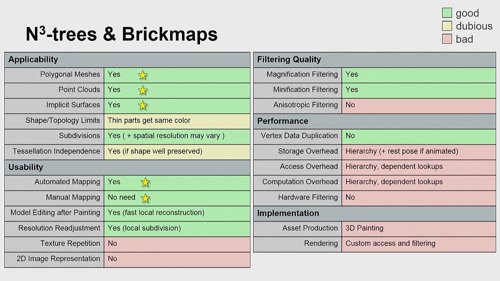In terms of usability, again, we completely got rid of mapping and all the issues with mapping. We have model editing after painting. Yes, you can say, oh, I modified my model. How am I going to preserve my colors? Well, the part that you modify is not going to preserve its colors, but the rest of your model will preserve its colors, so that's good. And we have local resolution adjustment with these tree structures.